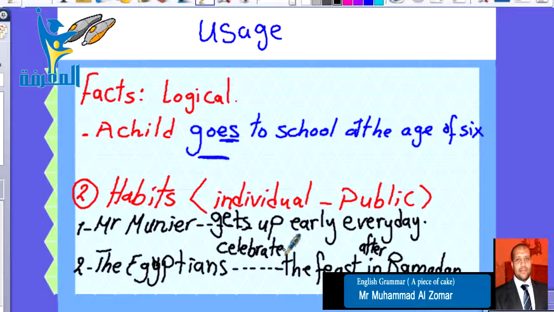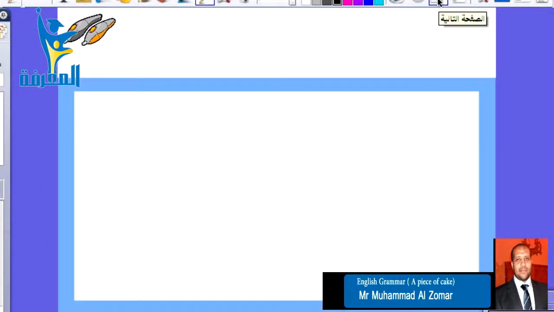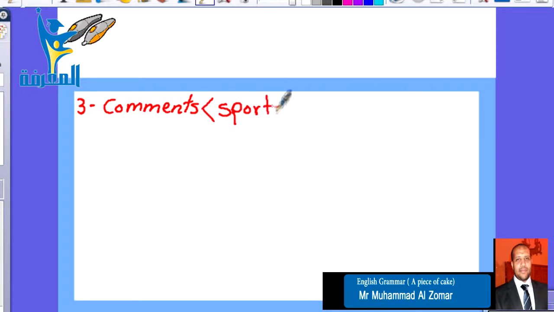Let's go to the third point for using the present simple tense. The third point will be comment. We have two different comments: sports comment and story comment, the plot.